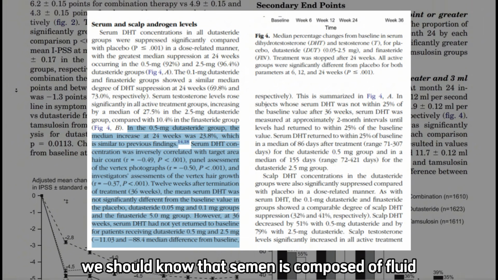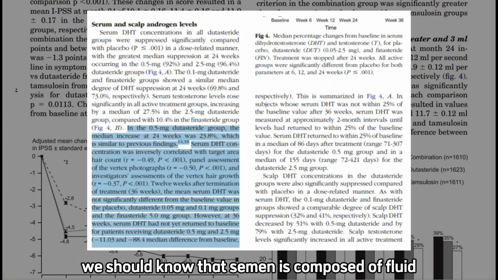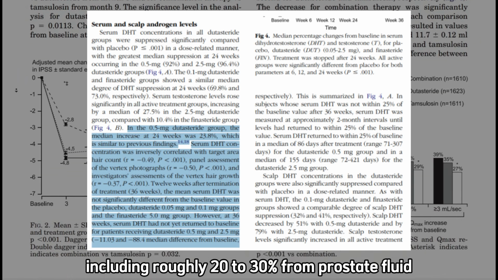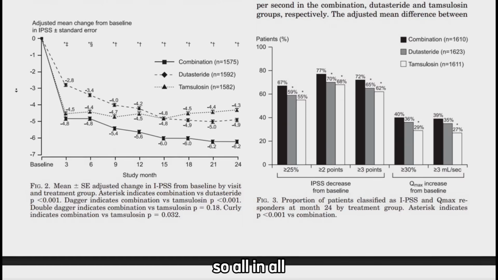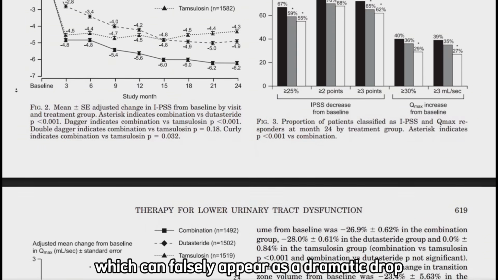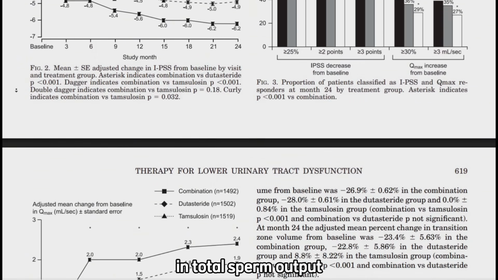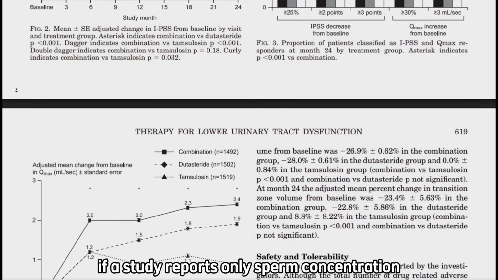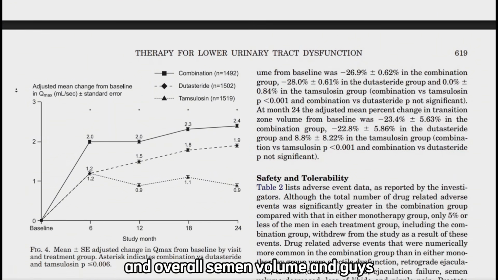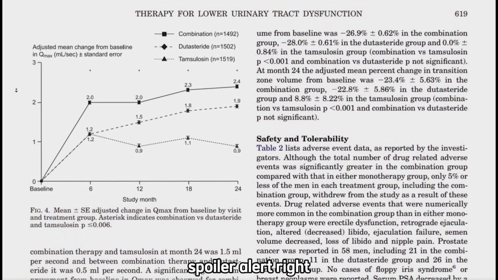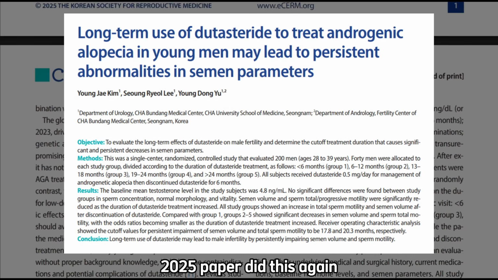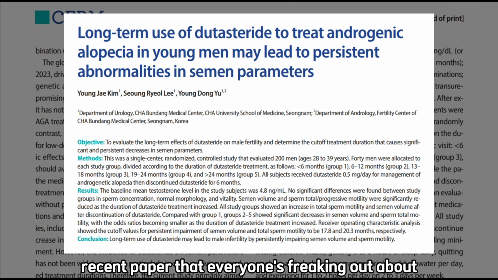With this in mind, we should know that semen is composed of fluid from multiple sources, including roughly 20 to 30% from prostatic fluid. So all in all, a smaller prostate means less prostatic fluid, which can falsely appear as a dramatic drop in total sperm output if a study reports only sperm concentration and overall semen volume. And guys, spoiler alert, right? That's exactly what the Kim et al. 2025 paper did. This, again, recent paper that everyone's freaking out about.